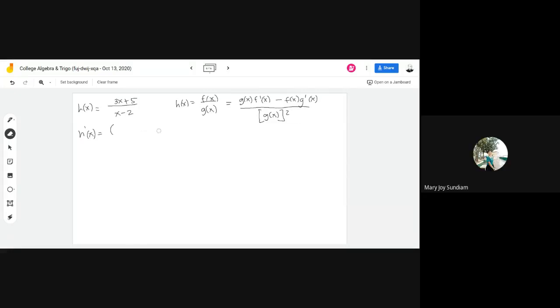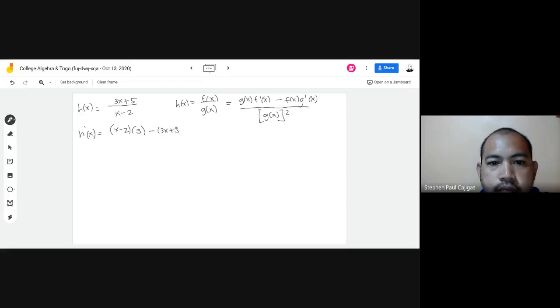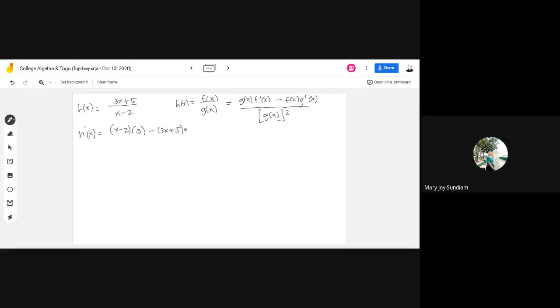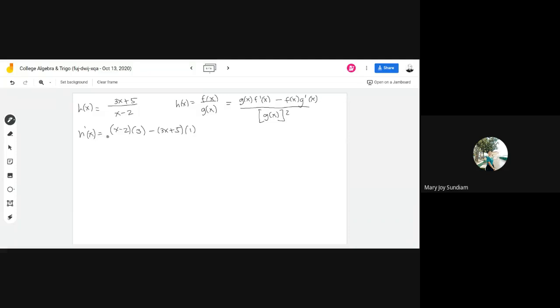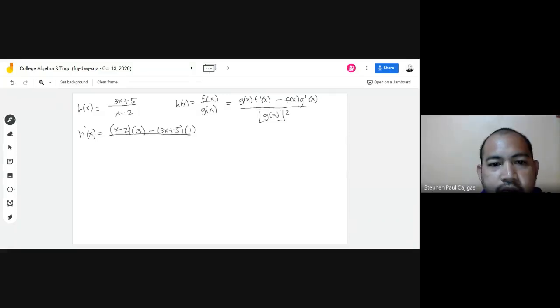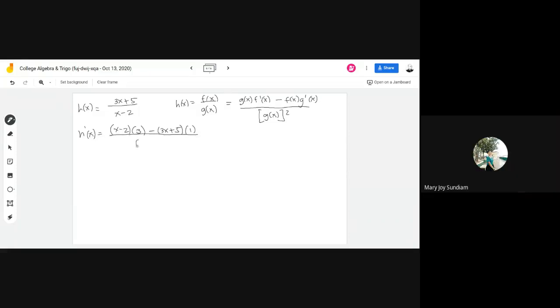Sir, open parentheses x minus 2, close parentheses, times 3, minus 3x plus 5 times 1. Then 3x, there is minus 6, still lacking. All over x minus 2 squared.